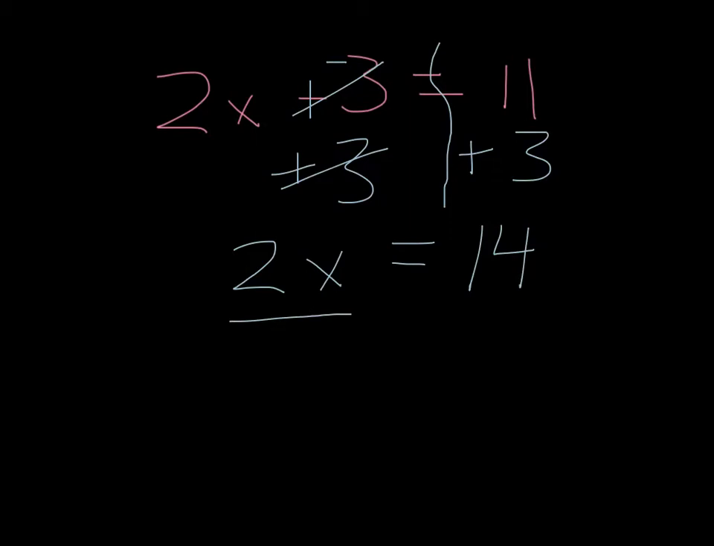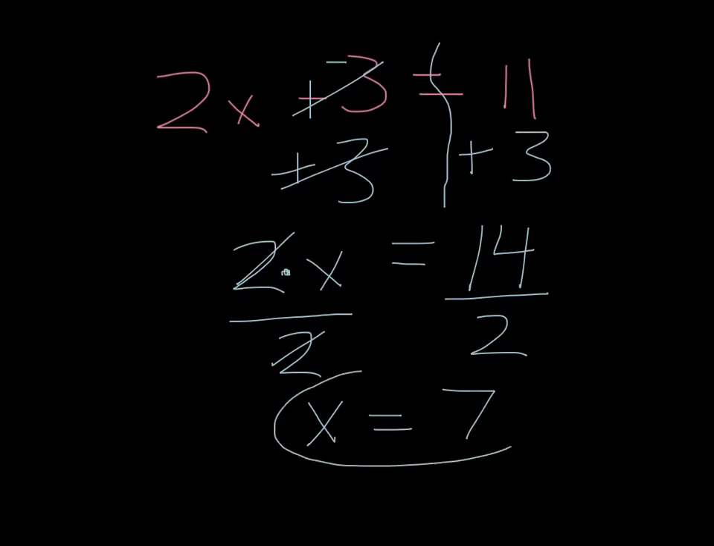Remember that this is multiplication. There's an imaginary multiplication sign there. And so how do I get rid of multiplication? The opposite of that is divide. So I divide second. The 2's cancel. We're left with x on this side, and x is equal to 7. And this is our final answer. And this was a two-step problem.